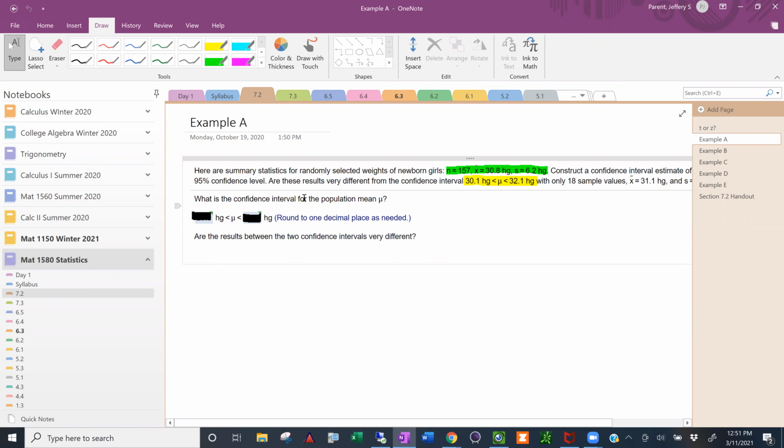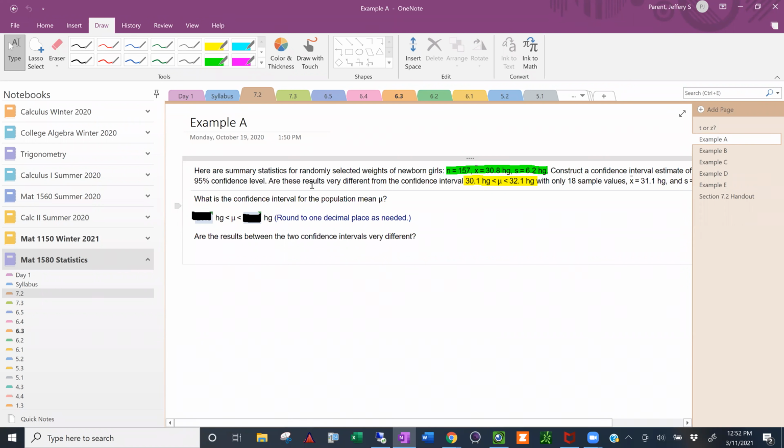There's going to be two basic kinds of problems that you're going to face in terms of finding confidence intervals. One in which you're given the summary statistics like you are here, and the other one in which you're given just the data. And we'll do examples of both of them.